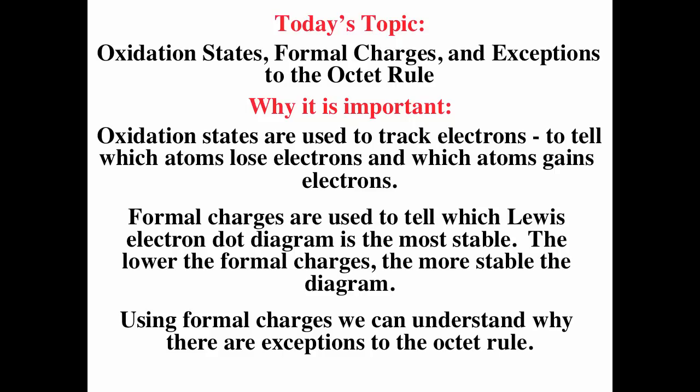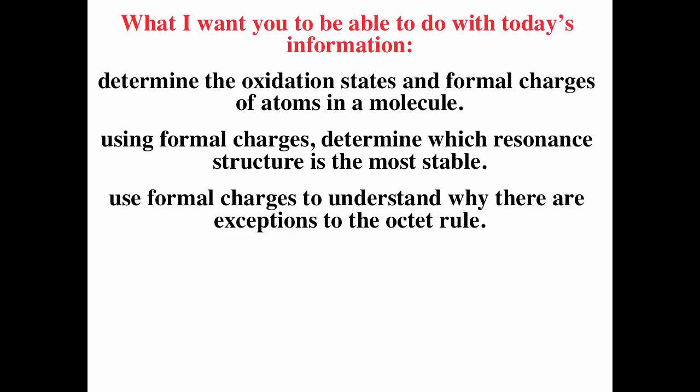Now we'll see that sometimes it's better to still use noble gas configuration. Often though, Lewis formal charges is a better way of looking at it. And so using formal charges, we can actually understand why there's exceptions to the octet rule. Now after watching this video, you should be able to determine oxidation states and formal charges of atoms in a molecule. Using formal charges, you should be able to determine which resonance structure is the most stable. Using formal charges, you should be able to understand why there are exceptions to the octet rule. And also we'll see with formal charges, we can understand what types of environments different types of elements find stable.